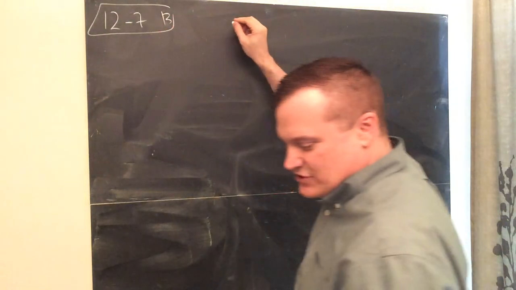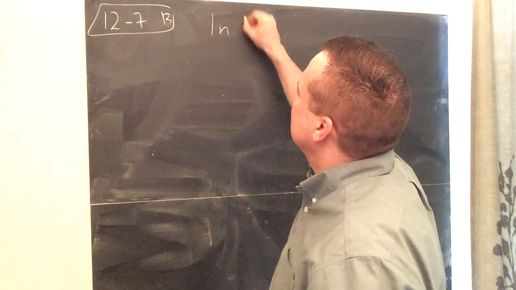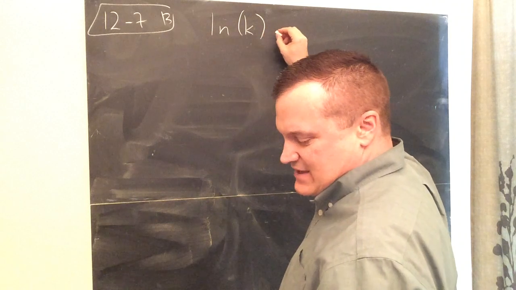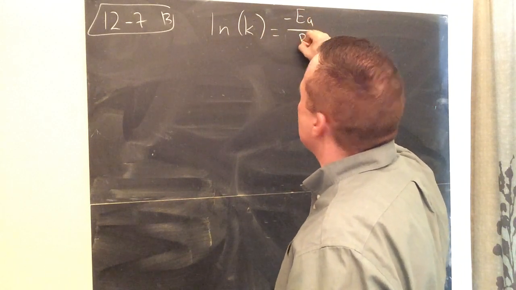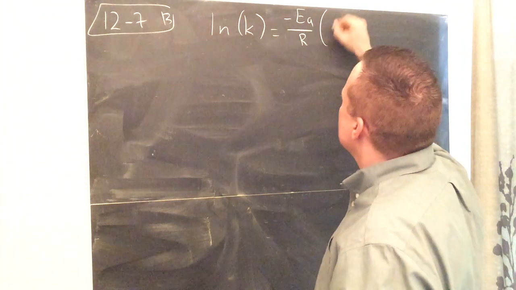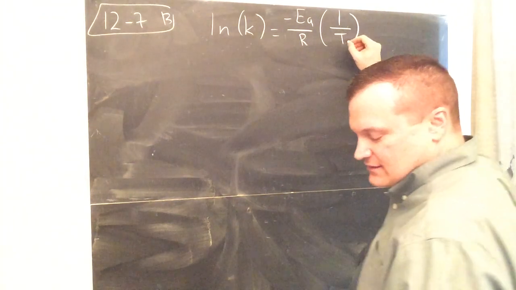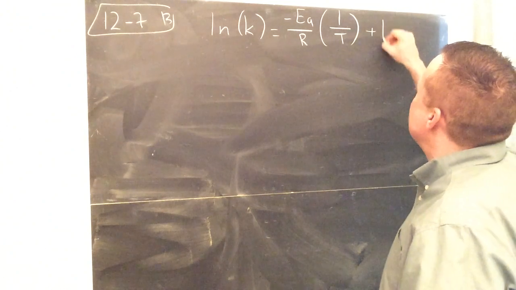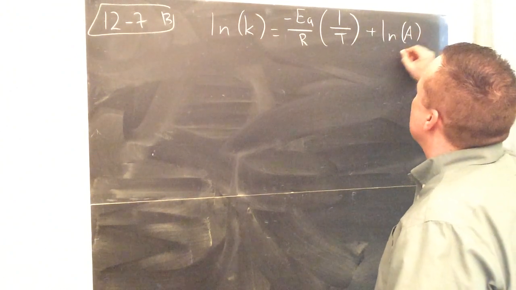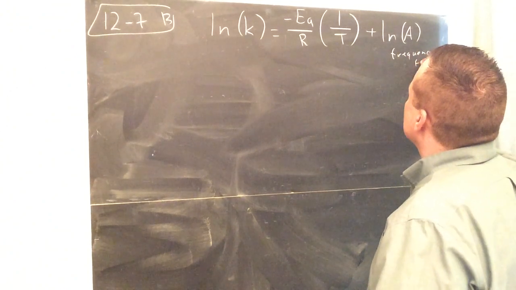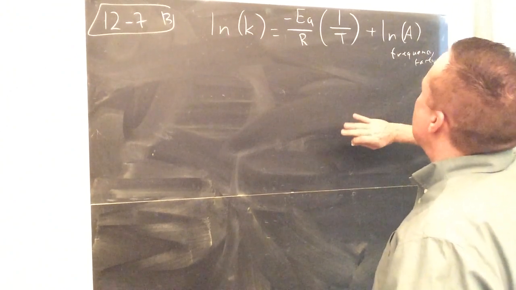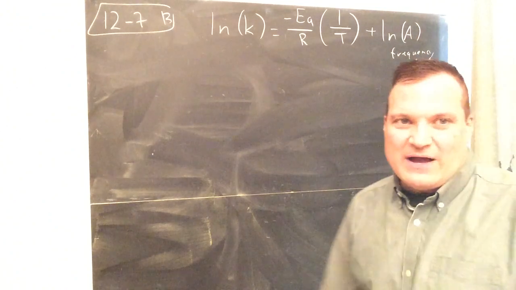The next page shows you ln of k. The natural log of k is equal to negative EA over R times 1 over T plus ln A. Now, A is something called the frequency factor. It has to do with collisions. And you're not going to even have to really worry about that.